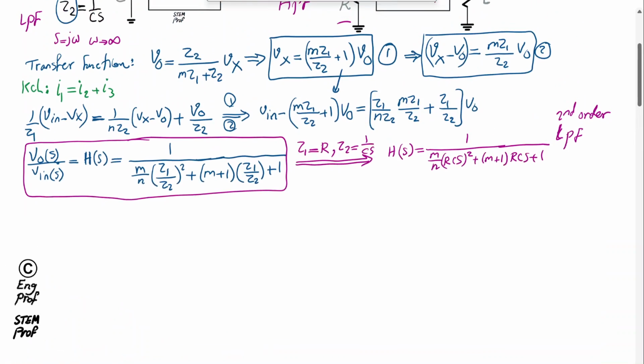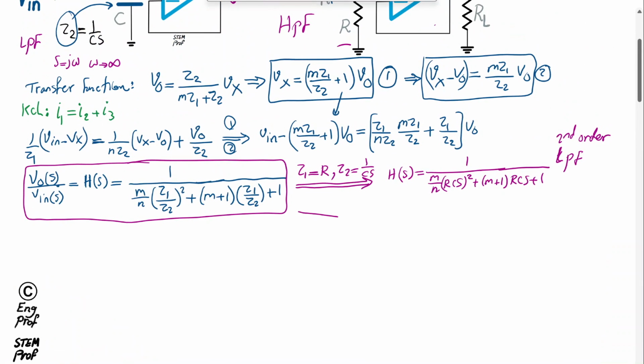I'm going to show you quickly, but before that let me also show this one, that if on the other hand we go with Z1 equal to 1 over CS and Z2 equal to R.